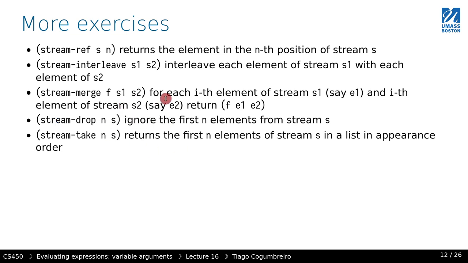Stream drop, merge, you want to take, you know, E1, E2. It's basically a generalization of zip where you don't take cons, you just use a function F to kind of say how you want to combine E1 and E2. Stream drop just skips the first N elements. Stream take is provided in your test cases.